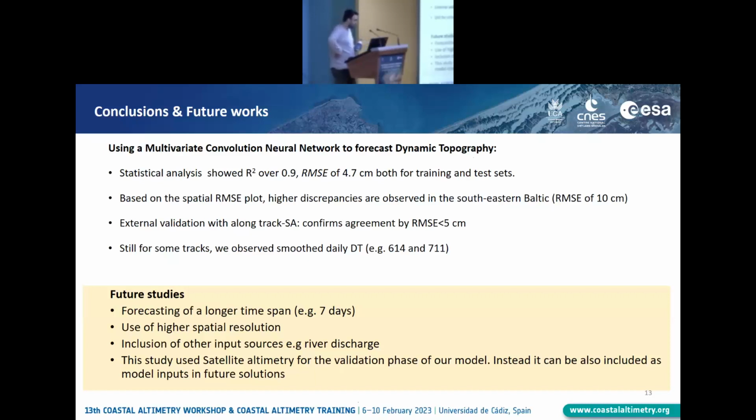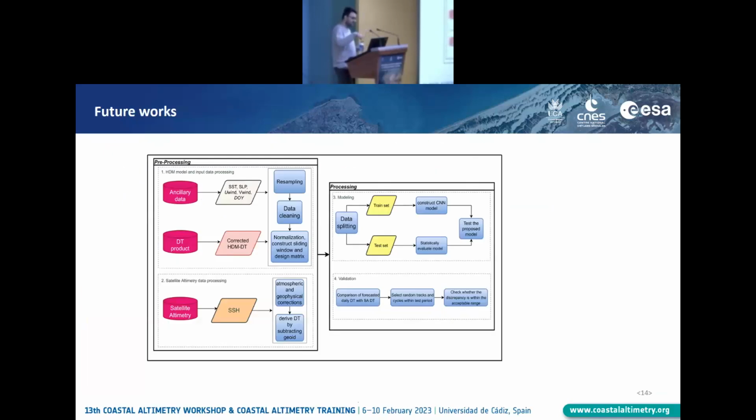Also, this study used the satellite altimetry data, which is high frequency in the spatial domain, for the validation phase of our model. But in future study, we plan to have the satellite measurements as the inputs of the model. So if we refer to the proposed flow chart, we can combine step 2 with step 1 to have the satellite measurements as the model inputs.